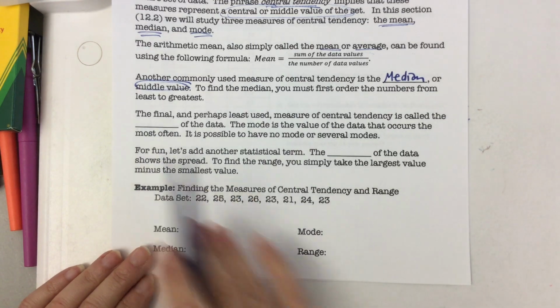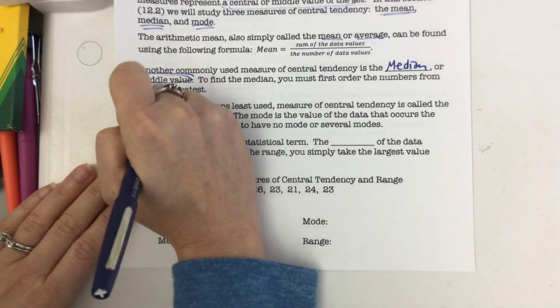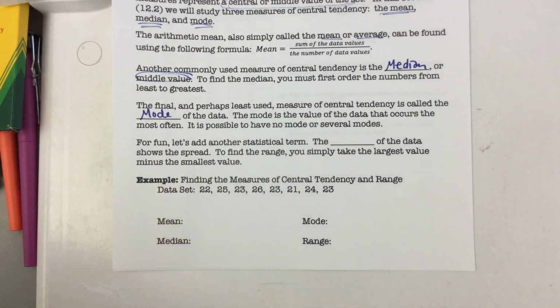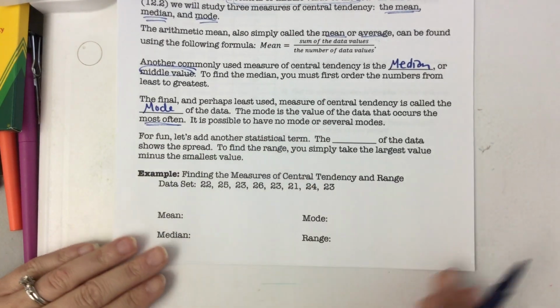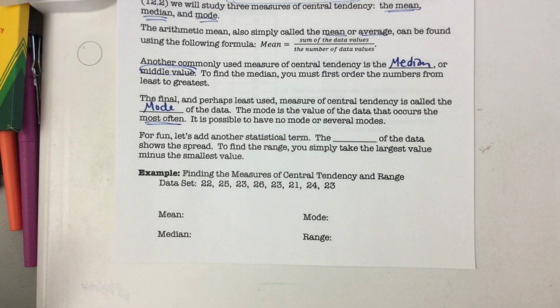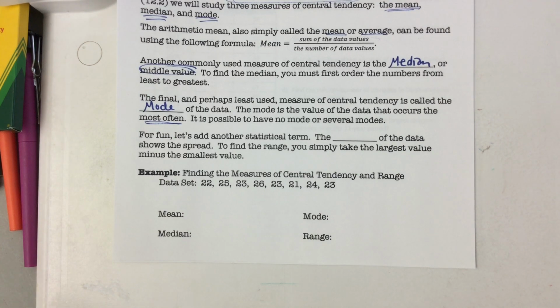The final and perhaps the least used measure of central tendency is called the mode. The mode is the value of the data that occurs the most often. It is possible that you might have no mode. If every value occurs only once, then no value occurs more often than the others, so there would be no mode. It is also possible to have several modes. If you have two numbers that occur 4 times and everything else occurs once, then you would have 2 modes, because those 2 values occur more often than the others.